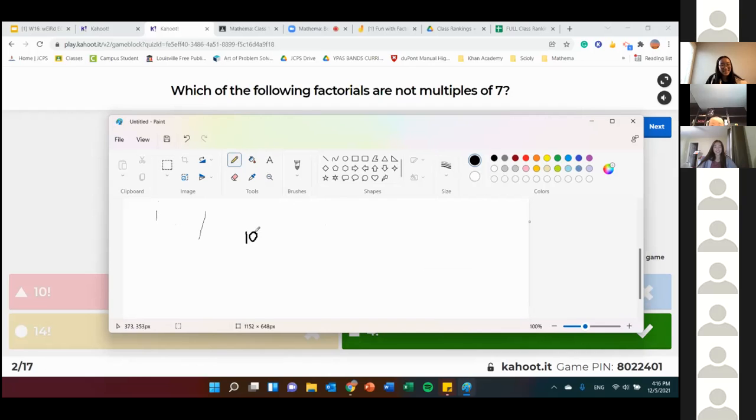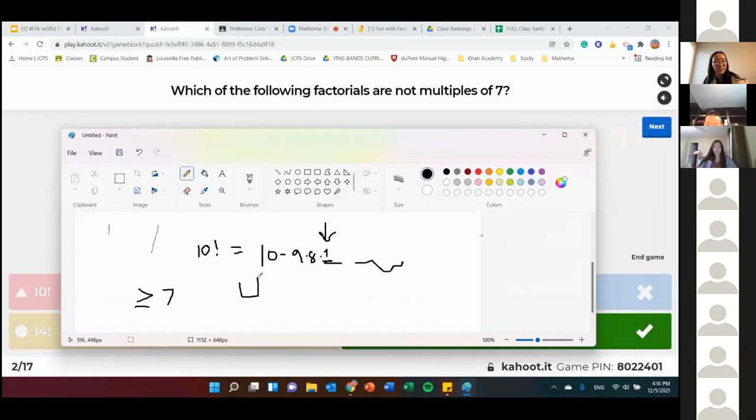10 factorial. That's 10 times 9 times 8 times 7, and then the rest I don't really care about. So the point is that there's a 7 in here, and anything multiplied by 7 is a multiple of 7, right? So that's going to be true for any number that's greater than or equal to 7. So that's why all of these are right except for the 4, because 4 is just 4 times 3 times 2 times 1, and that's not a multiple of 7.